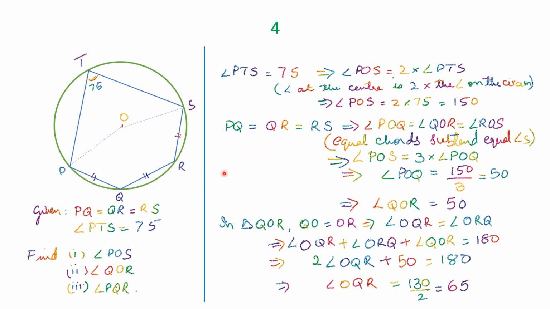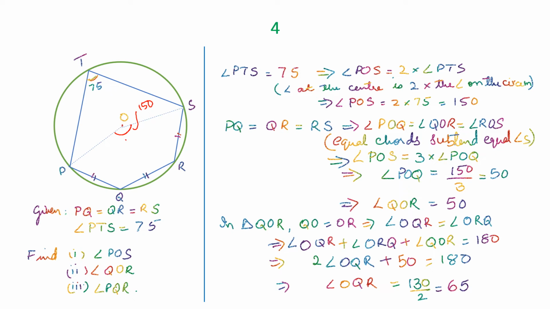So the fourth question that I have taken is about implementing the equal chords. We have PQ equal to QR equal to RS being equal chords, and it is given that angle PTS is equal to 75 degrees. So let's find out these angles. Since angle PTS is 75, with the endpoints P and S, the angle subtended at the center is going to be 2 times 75, which is equal to 150.